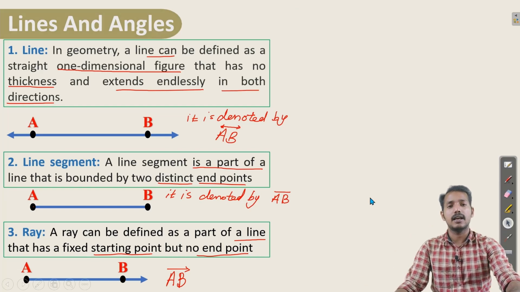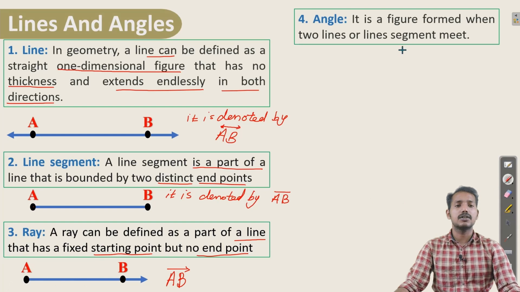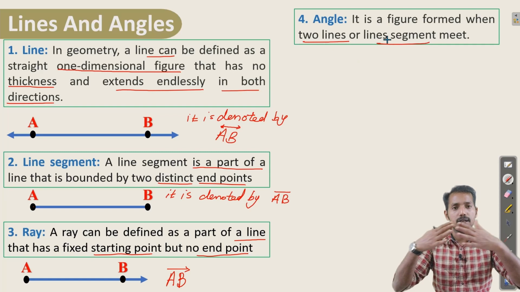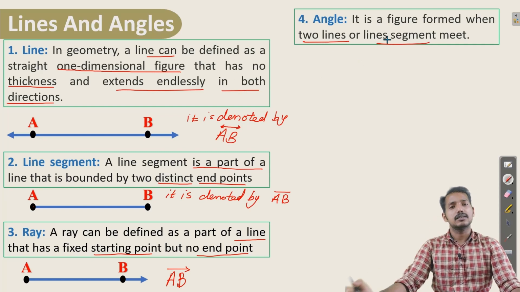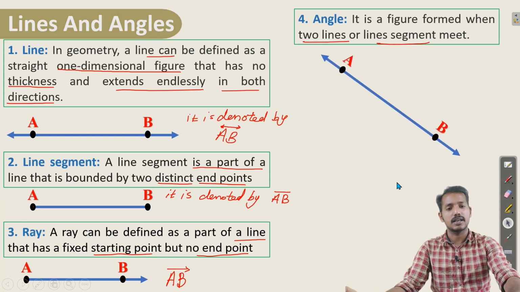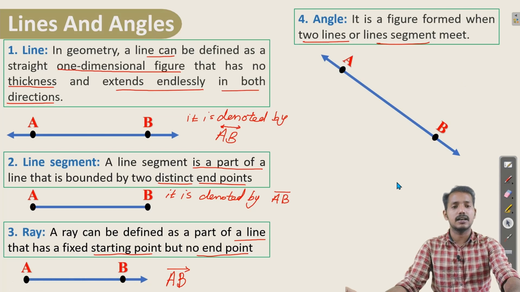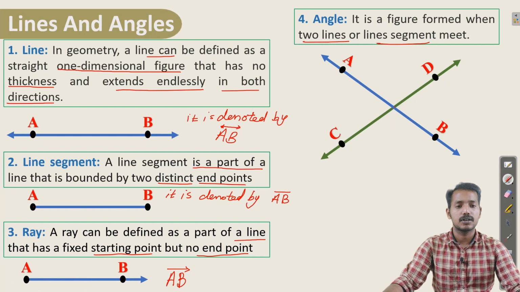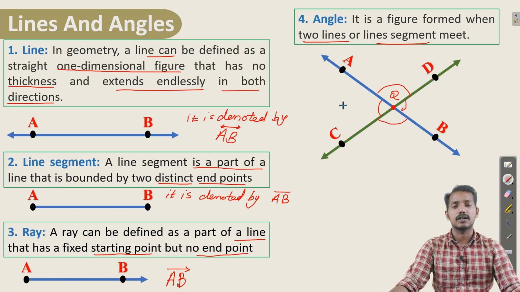Then what is an angle? An angle is a figure formed when two lines or line segments meet. We will get the figure that is called an angle. See here, AB is one line and another line is CD. If they meet at the point Q, we can call this meeting point Q. Then the figure formed, that is AQC, is an angle. This is another angle, this is another, and this is the fourth angle. So this figure is called an angle.